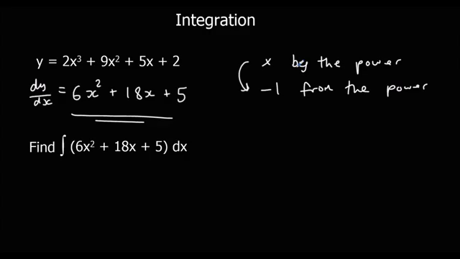We're going to do the opposite to integrate. So we're going to do the opposite of minusing 1 from the power, so we're going to add 1 to the power, and then the opposite of timesing is dividing. So for integration, we're going to add 1 to the power, and then we're going to divide by the new power.